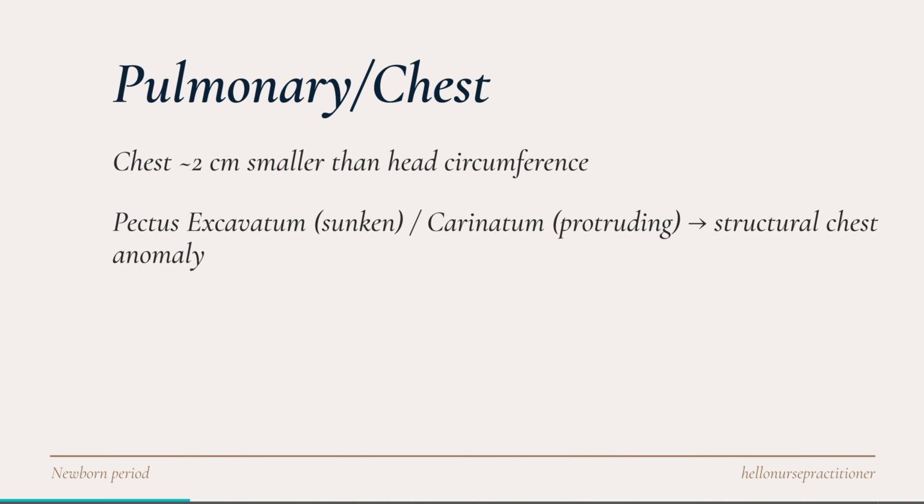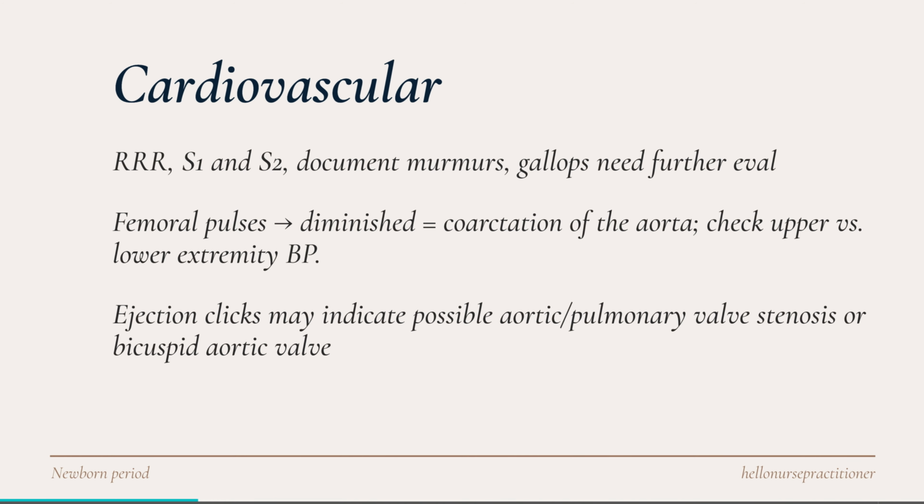The chest is about 2 centimeters smaller than the head circumference. Pectus excavatum, think cave, is sunken, and carinatum is protruding. These are structural chest anomalies. For cardiovascular sounds, you should have a regular rate and rhythm. S1 and S2 should be heard. Document any murmurs. Gallops need to be sent for further evaluation.